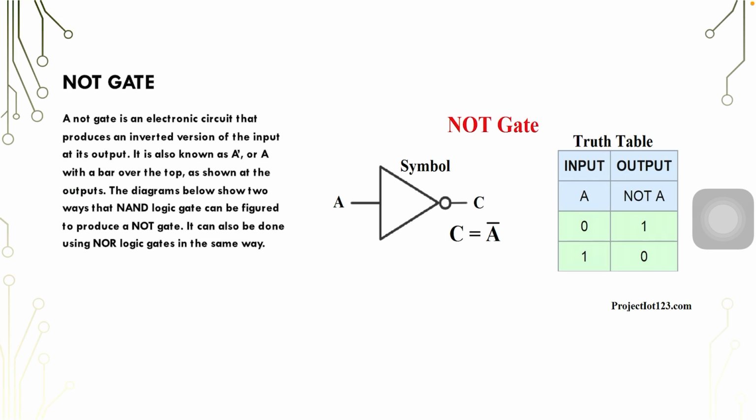NOT gate. A NOT gate is an electronic circuit that produces an inverted version of the input at its output. It is also known as A with a bar over the top, as shown in the outputs. The diagram below shows two ways that a NAND logic gate can be configured to produce a NOT gate. It can also be done using NOR logic gates in the same way. So we have here the NOT gate. We have the symbol A and C, with the A with the bar over the top, and it also has the truth table beside it.